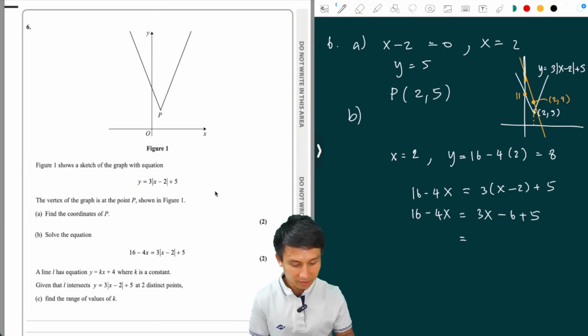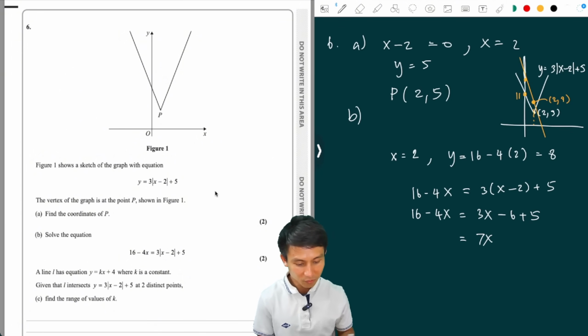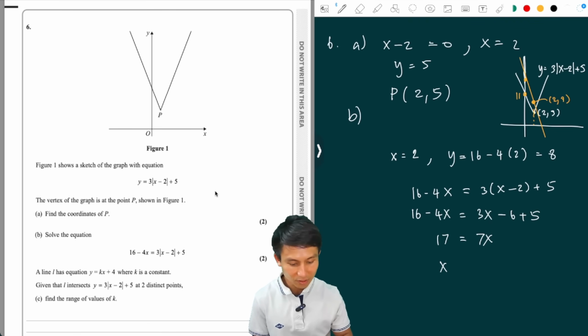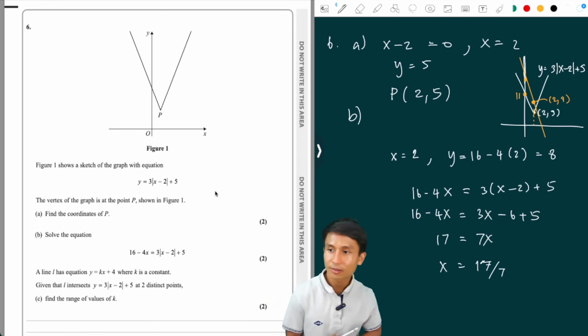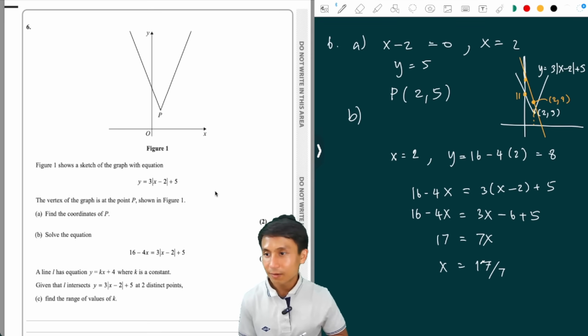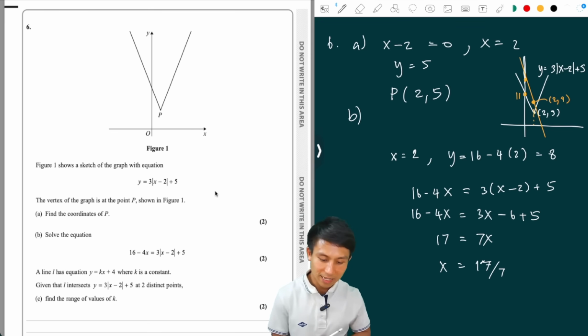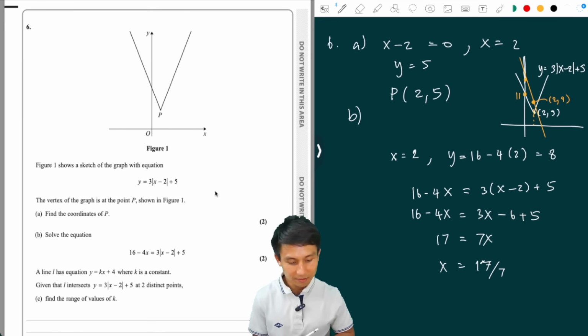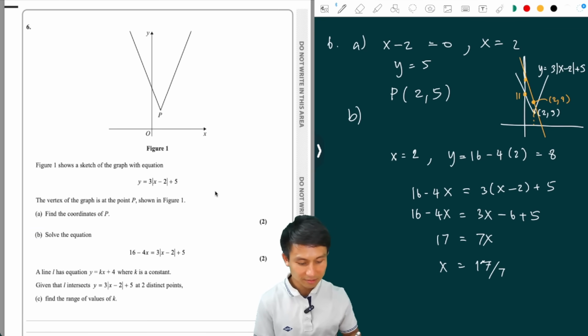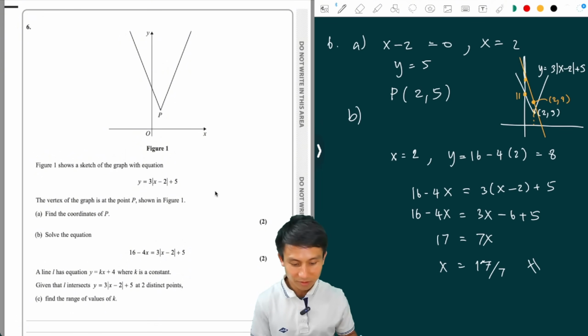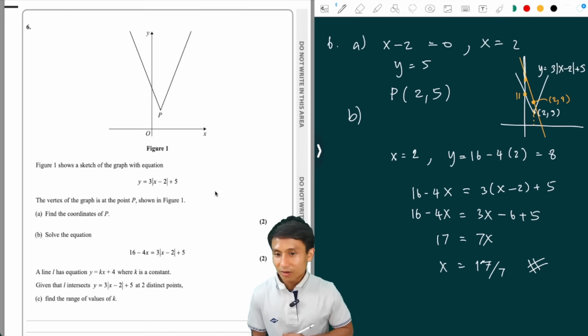So I got 7x on the right maybe, and then I move everything to the left. I get 17, so x equals 17 over 7. Just like that. Let me check everything. I can't be too careless about this. So minus 1, 17. Yeah, that would be the answer. Okay, already solved it.